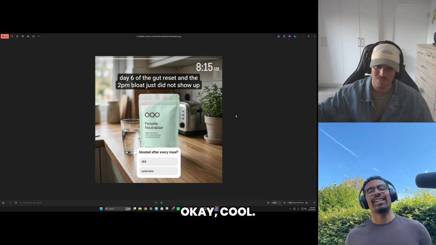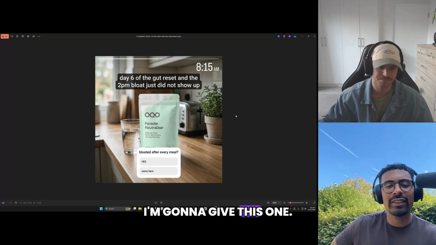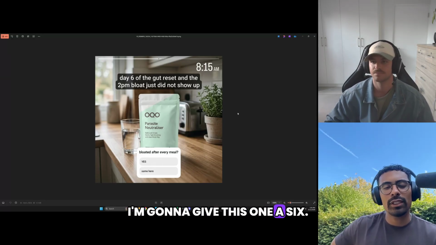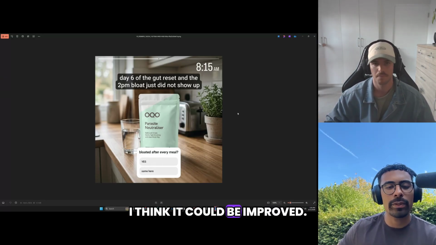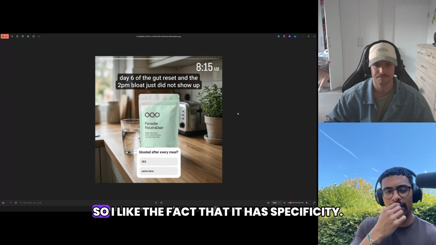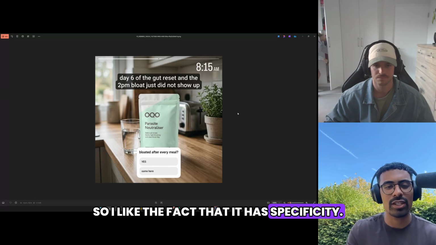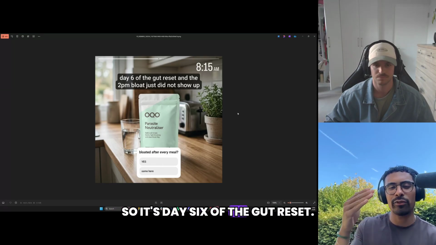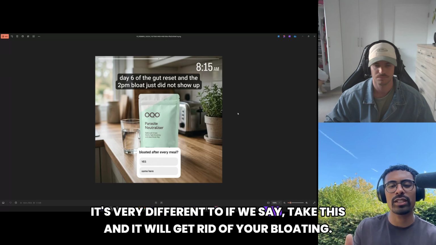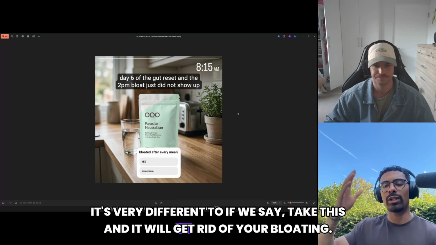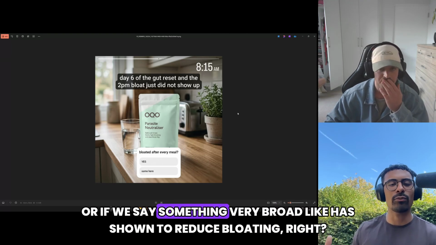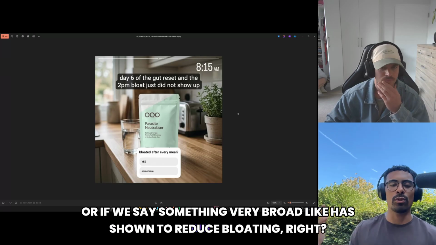Okay, cool. I'm going to give this one a 6. I think it could be improved. There are elements of it that I like. So I like the fact that it has specificity. So it's day 6 of the gut reset. It's very different to if we say, take this and it will get rid of your bloating. Or if we say something very broad, like has shown to reduce bloating, right?